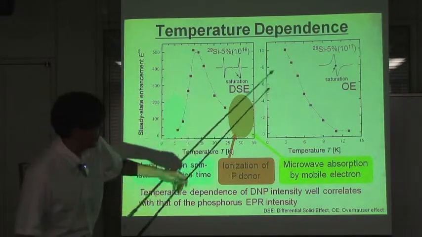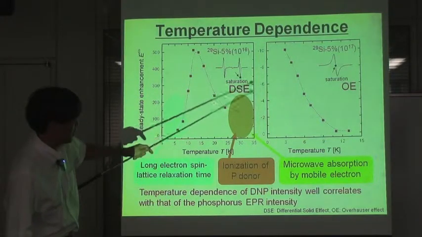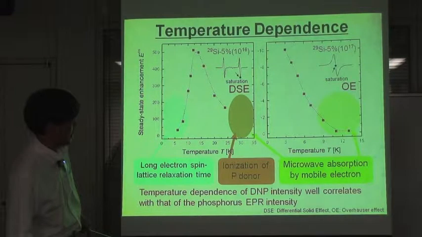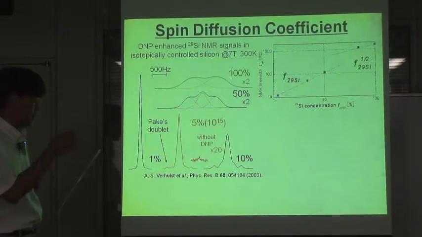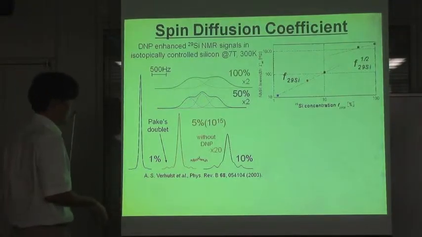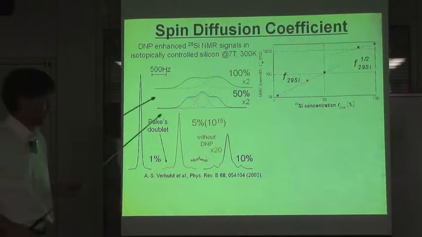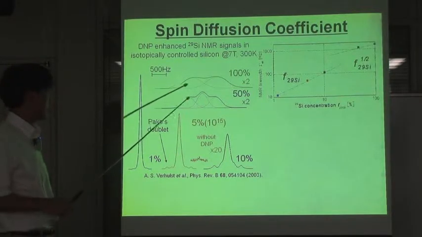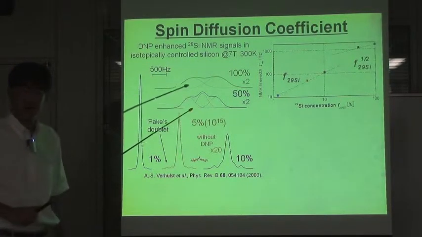However, for a high phosphorus concentration, the trend is different because even at low temperature, we get certain relaxation. So that's understood as far as the generation part is understood. So now I move on to the spin diffusion part.